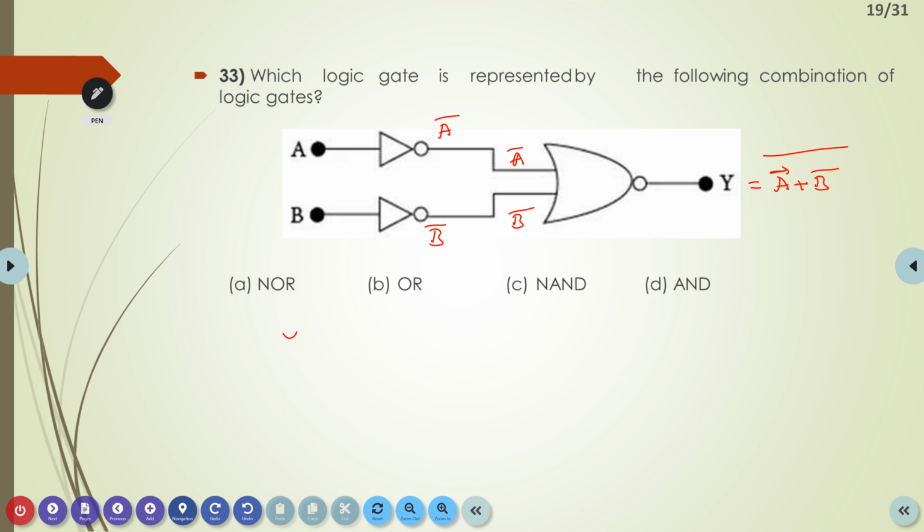Here we know De Morgan's theorem: A bar plus B bar whole bar equals, according to De Morgan's theorem, the sum of the complements equals the product of the complements. So you have to write it as A bar dot B bar, A bar bar equals A, B bar bar equals B. So Y equals A into B, and it must be an AND gate. This is the Boolean equation for the AND gate. This is the right choice.